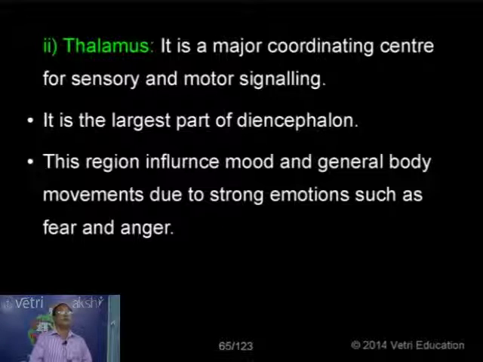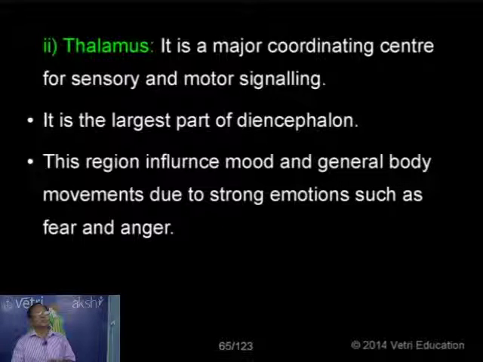In the diencephalon region, I mentioned we have the thalamus and hypothalamus. The thalamus is the largest part of the diencephalon, formed mainly of grey matter. This region influences mood and general body movements in response to strong emotions, for example when a person is in fear or anger. Such strong emotions create certain body movements, for example tremor and shaking of the body, all performed because of the thalamus.